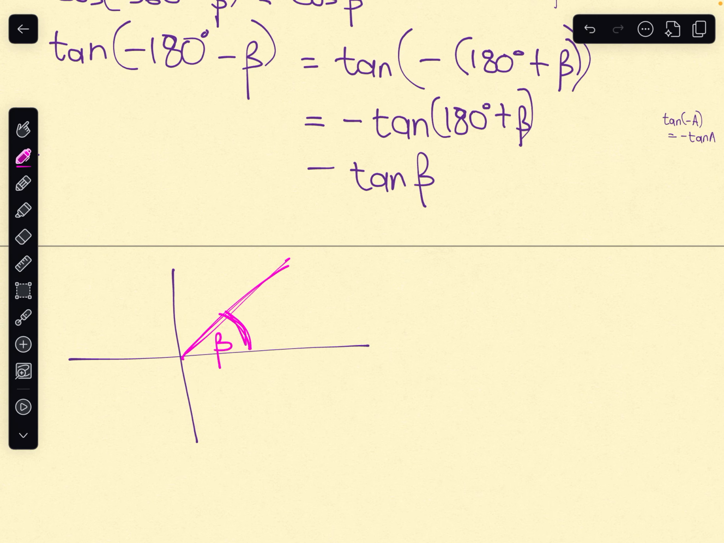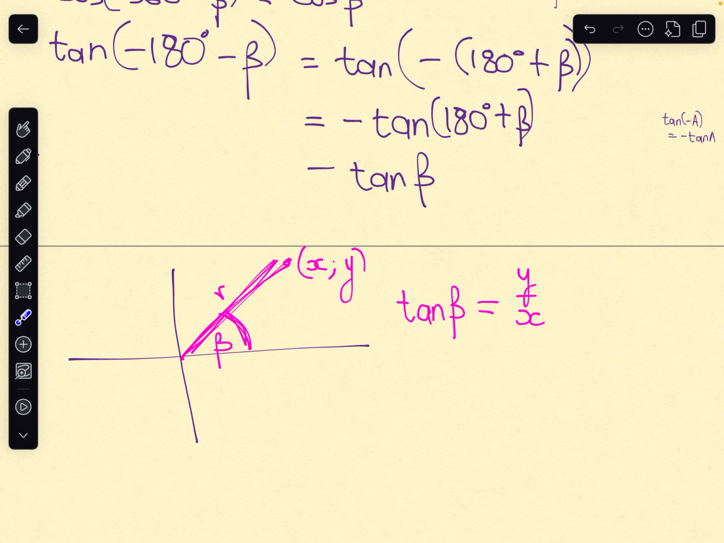Let's suppose we draw this angle with an arm of length r, and the arm ends at coordinates x, y. When we say that tan beta is equal to y over x, what we are saying is that no matter how long we make this arm, no matter where it ends, no matter how long r is, this ratio is constant for this particular angle beta.